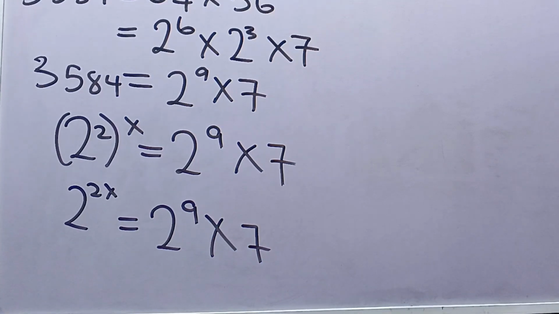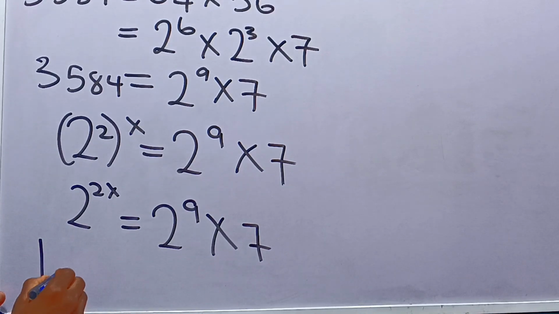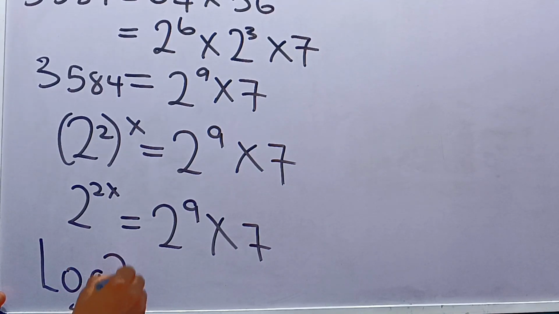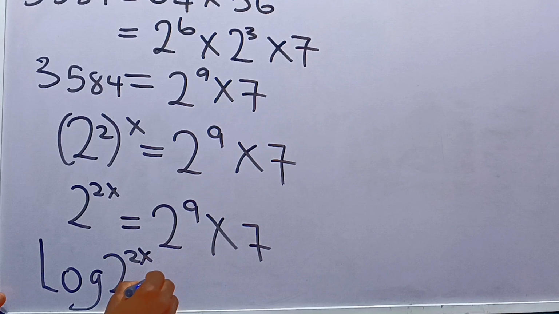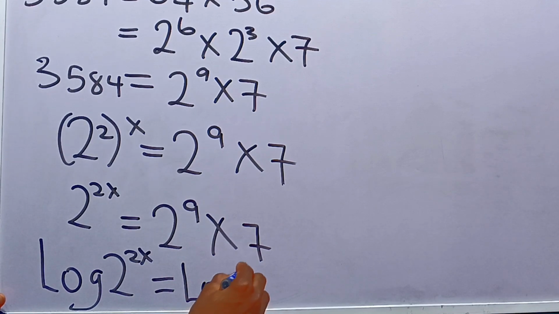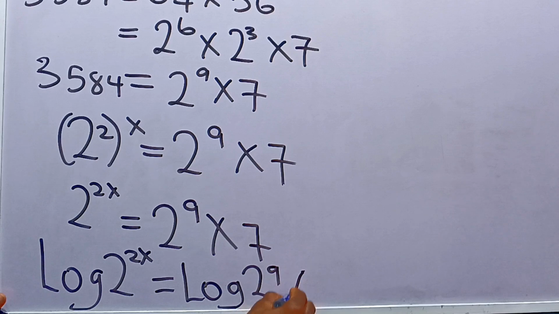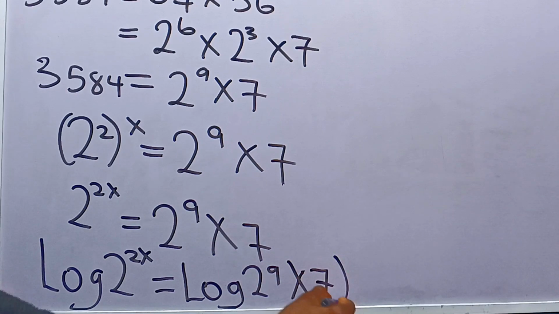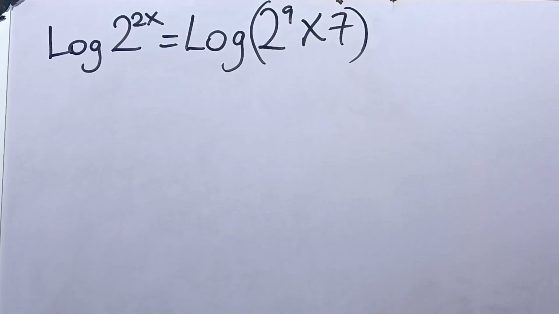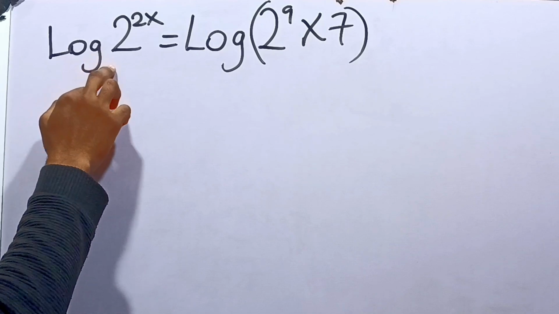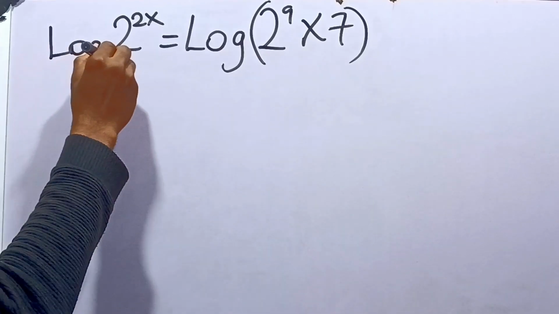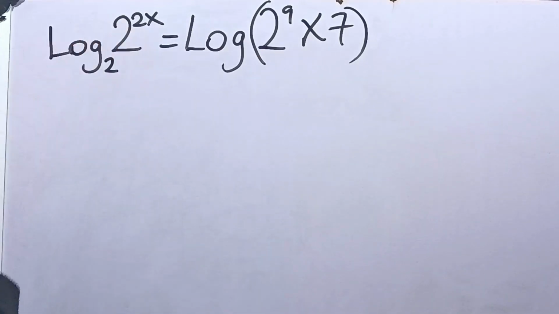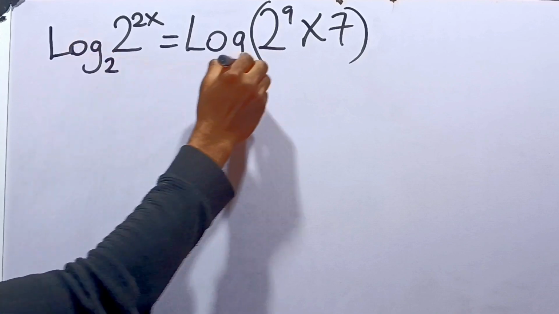Now at this juncture, you can take the logarithm of both sides. If you take the logarithm of both sides, you have logarithm of 2 raised to power 2x to be equal to logarithm of 2 raised to power 9 multiplied by 7 in brackets. Now we're going to be taking the logarithm not in the base of 10, but in the base of 2, because 2 is a number carrying x. So we take the logarithm in base 2 of both sides.